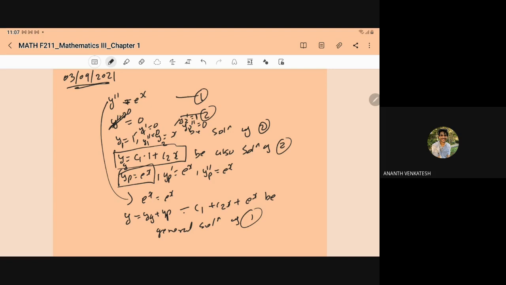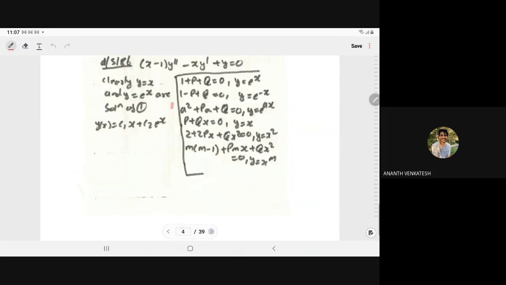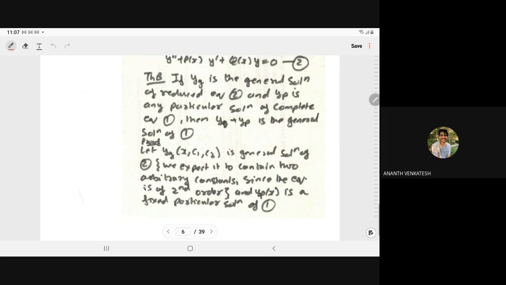So now what does theorem B state? Theorem B states that if Yg is the general solution of reduced equation 2, meaning C1 plus C2x, and Yp is any particular solution of the complete equation, meaning e to power x, then Yg plus Yp, C1 plus C2x plus e to power x, is the general solution of the first.